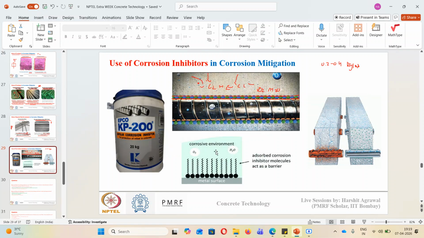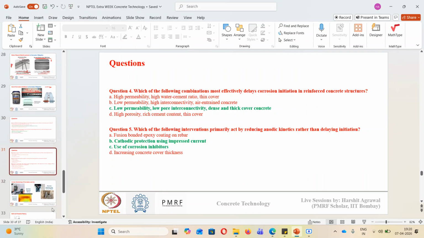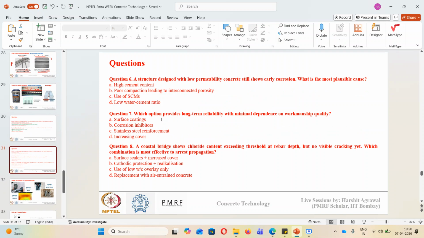Or if the chemical reacts with the steel surface and chemisorbs over it, forming an additional barrier, then that way also they will reduce the anodic reaction rate of steel. Now answer these three questions.